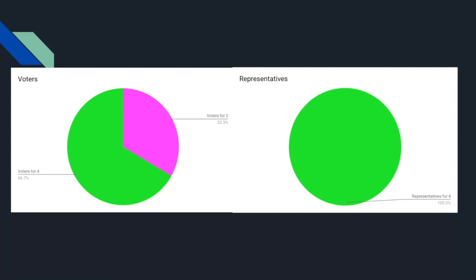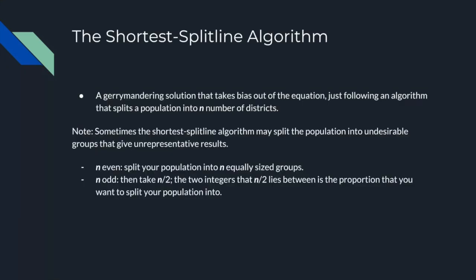Based on these examples, the class realizes that whoever draws the districts has control over who gets the most representation. If a 4 supporter drew the districts, they could draw them like the previous example and skew the results drastically. So the question remains, how do we know when we've split our class into fair groups?